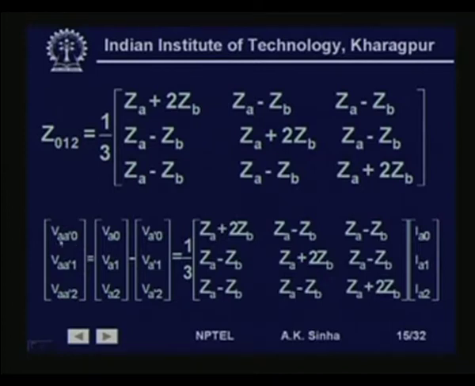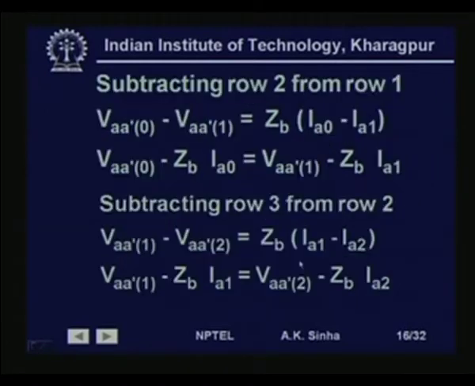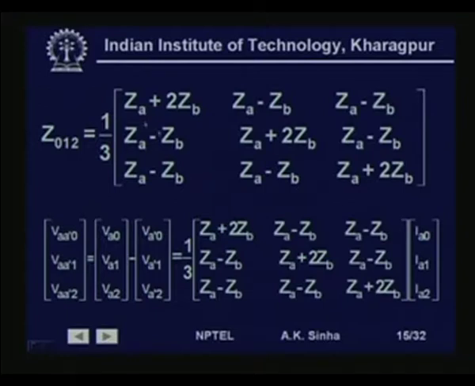So, in this case we can write this as VAA dash 0 is equal to VA 0 minus VA dash 0. Similarly, for positive sequence, VAA dash 1 is equal to VA 1 minus VA dash 1, VA 2 is equal to VA 2 minus VA dash 2. This is equal to this Z012 into I012, that is IA0, IA1, IA2. So, this is what we will get, and if we use this relationship, that is subtracting row 2 from row 1, that is from this row 2, if we subtract, this is ZB, ZA minus ZB into IA0, ZA plus 2 ZB into IA1 plus ZA minus ZB into IA2. This we subtract from row 1, that is ZA plus 2 ZB into IA0 plus ZA minus ZB into IA1 plus ZA minus ZB into IA2.